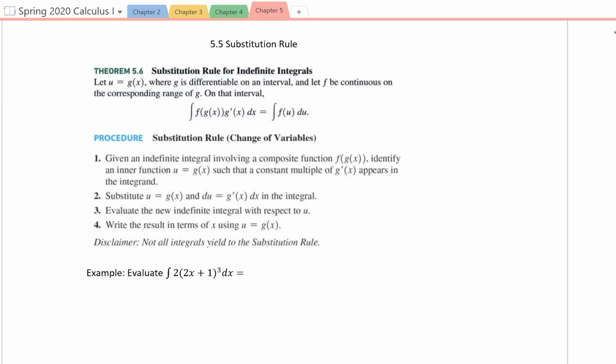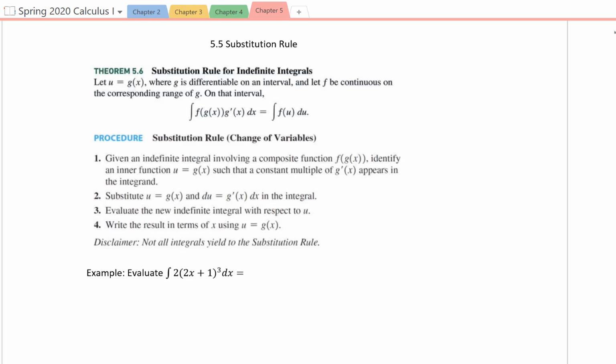Here we are at the end of the semester talking about the last lesson of the course, substitution rule. Again, it's a very important concept because you're going to do a lot of integration in the following courses.